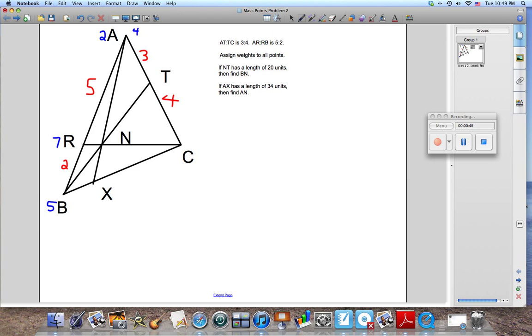And the C would have a value of 3. The problem is the A already has a value of 2. So that's going to have to be doubled to make it into a 4. And I'm going to have to double everything else. So the 7 is going to become 14, and the 5 is going to become a 10.